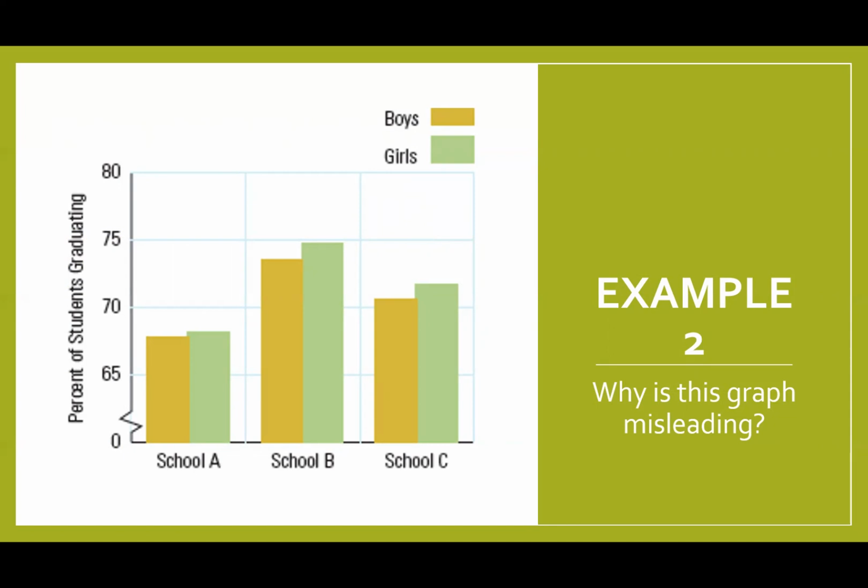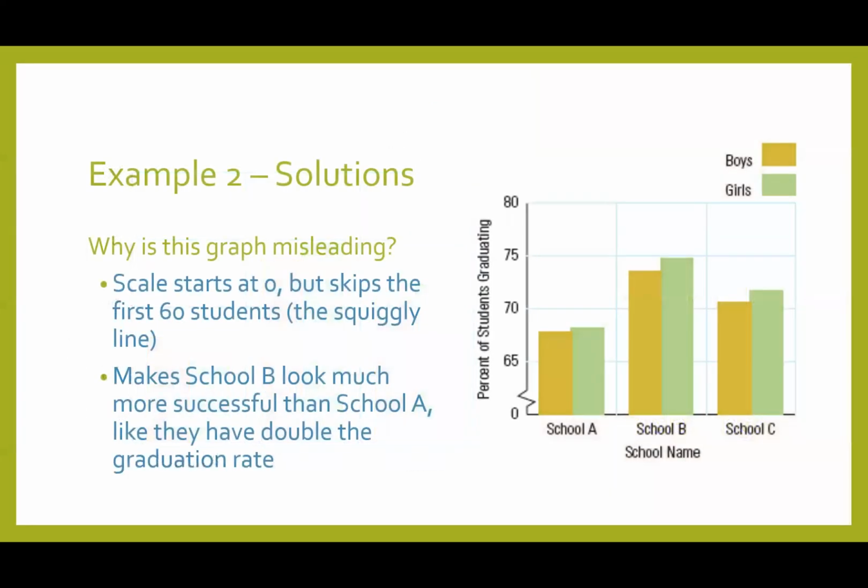That squiggly line is saying we're skipping the first 60 or so people and just jumping right ahead to 65. So there are some graphs that have that squiggly line for various reasons, but this is not an accurate way to display this data. This is a misleading way to display this data. So that's kind of what I've described here. Again, this looks like school B is twice as successful as school A, and that's just not true.